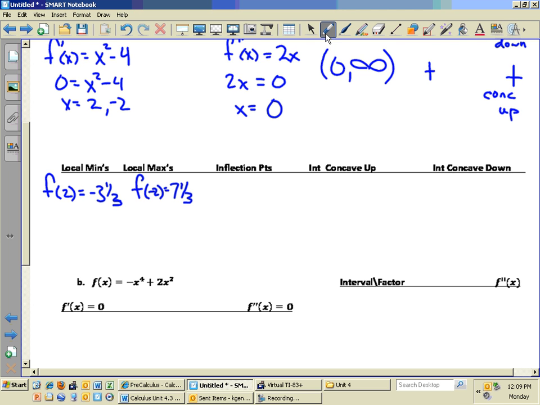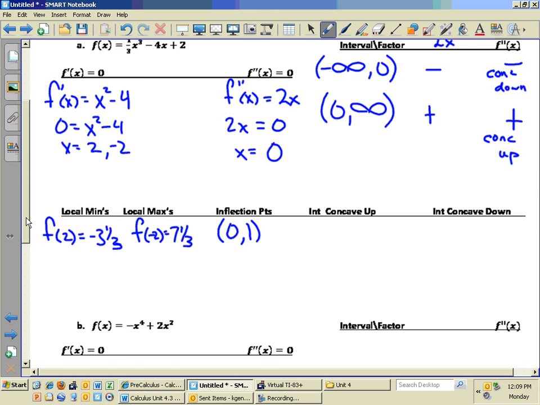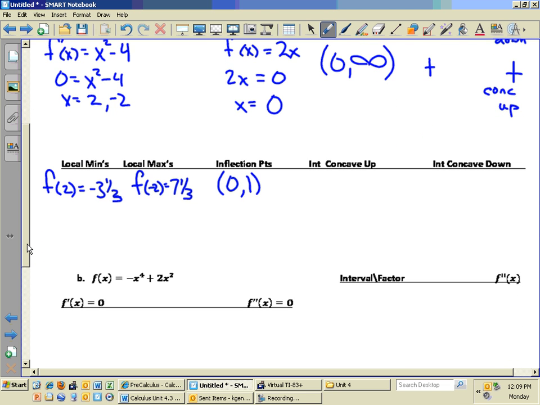What's my inflection point? 0, and I'm going to put the y value as well. 0, 1, correct? Whoop, 2. The interval for where it's concave up is going to be from 0 to +infinity, and concave down is going to be from -infinity to 0.